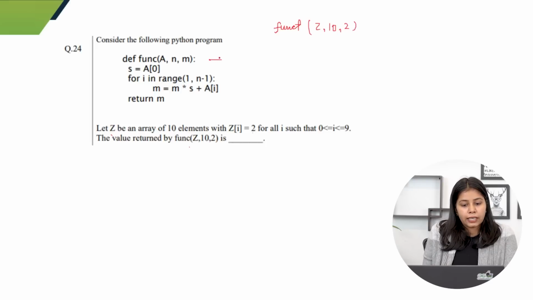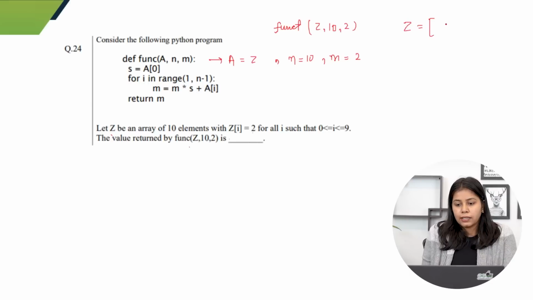Right, so in this I can say that A is equal to Z, N is equal to 10 and M is equal to 2, and they are saying that Z is an array of 10 elements, and Z of I is given as 2. So I can say that Z would be 2, 2, 2, and so on, all the elements in this array are 2. So this is my array, it has all the values 2.